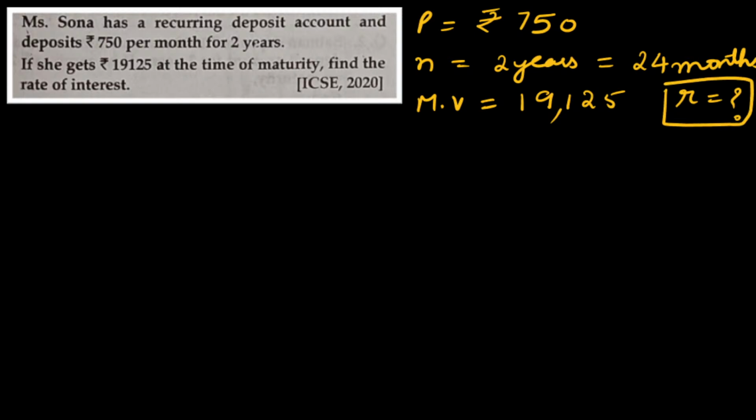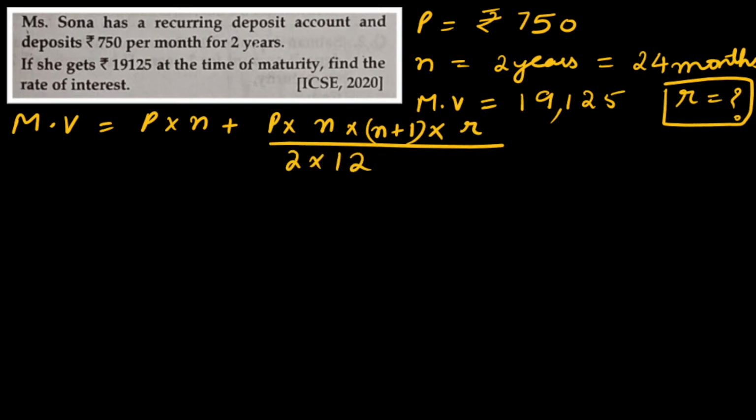MV is given to us and we have to find the value of R. What we will do? We will make use of MV's formula. MV is equal to P into N plus I. In place of I, I'm just going to write I's formula. I's formula is P into N plus 1 into R by 2 into 12 into 100. Individually we have to just substitute the values and solve.